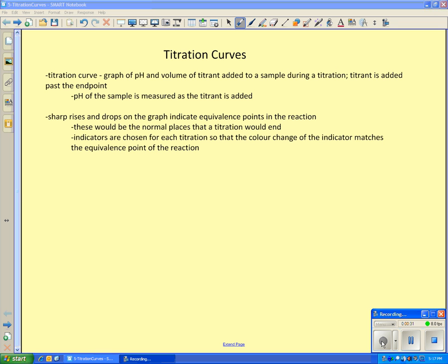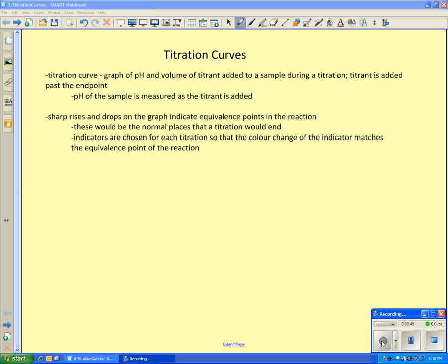On these curves, you're going to see some areas of sharp rises and drops, and these indicate equivalence points in the reactions. These equivalence points are the places where the titration would normally end and we would start doing calculations.